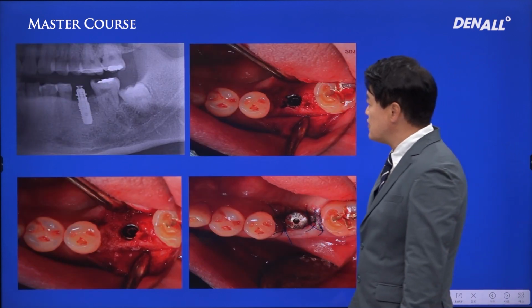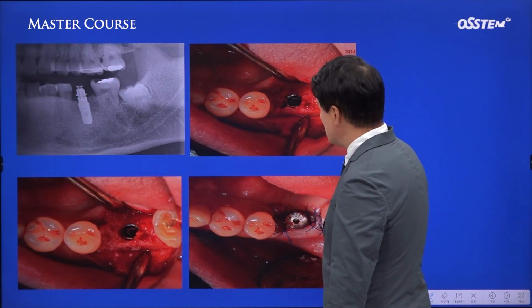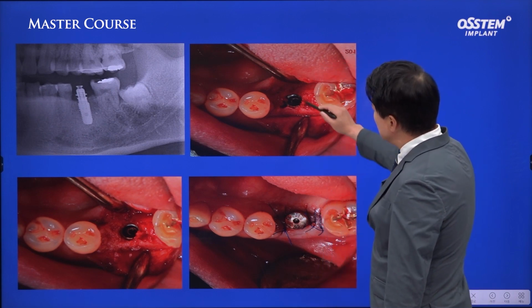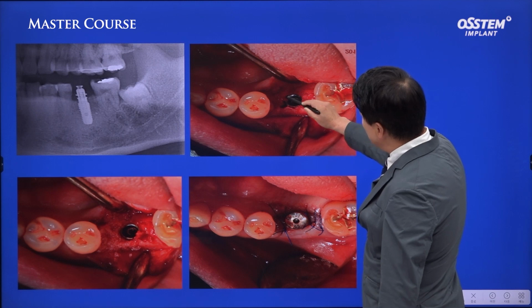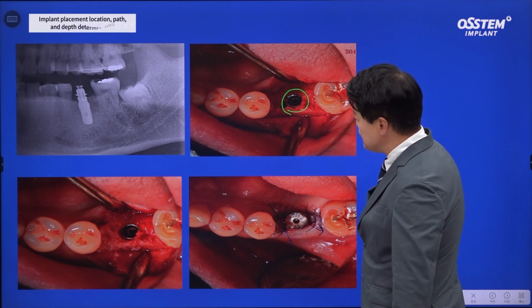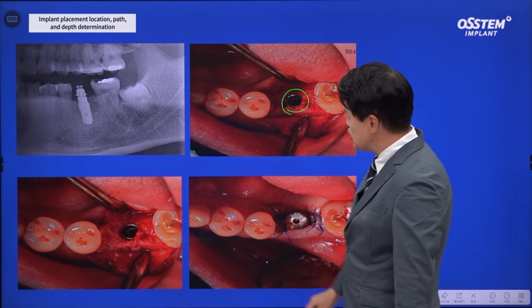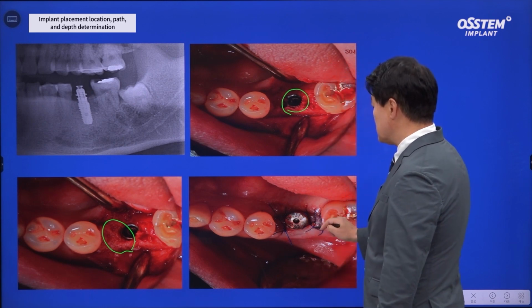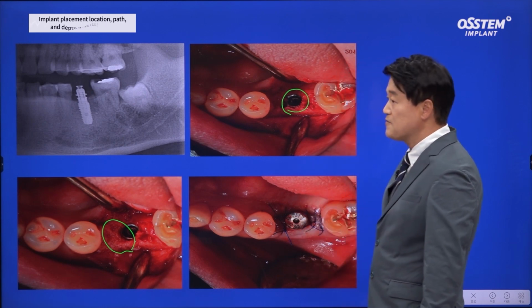So X-ray. Finally, after removing the mount, using a fixture driver, the implant should be located 0.5 to 1 millimeter below bone. And if there's a gap, GBR is conducted and sutured before finishing the surgery.